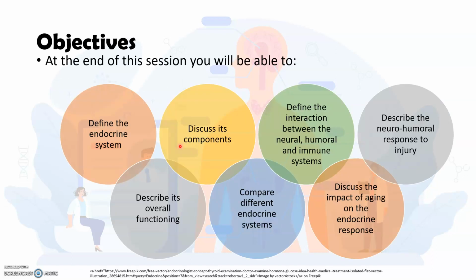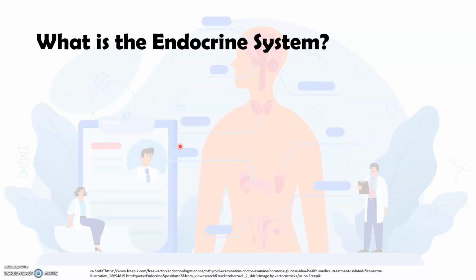These are the objectives of this session. At the end of the session, you will be expected to be able to cover these topics. So you might want to pause the video and have a careful read of what we're looking at. This lecture will concentrate on the first 5 of these, and the second and third lecture will look at aging and the neuro-humoral response to injury, respectively. So you might want to pause the video here and see if you can come up with your own definition of the endocrine system.